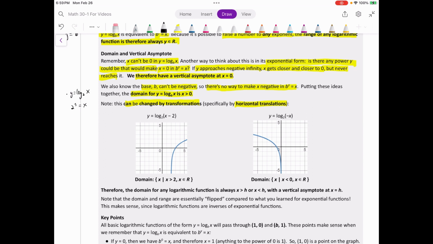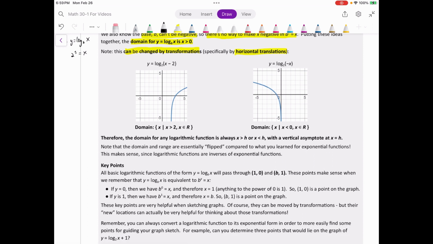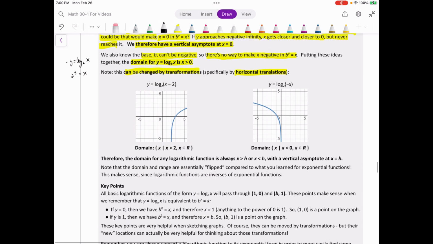So here's some showing that we can change where that asymptote is with some horizontal translations. I should mention too, or reflections. That can also change our domain, much like a vertical reflection could change our domain for an exponential function. Okay, a horizontal reflection can change our domain for a logarithmic function.